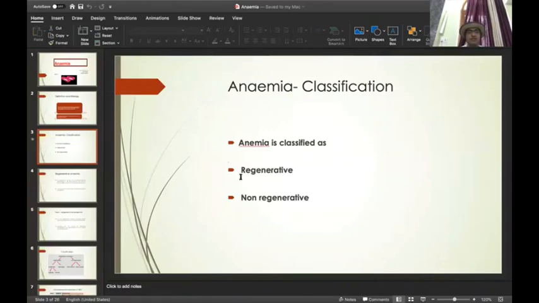I have divided it into two parts, that is regenerative and non-regenerative. In non-regenerative anemia we will discuss the lack of production of RBC. Firstly, we will take up regenerative anemia. So anemia is broadly divided into regenerative and non-regenerative.